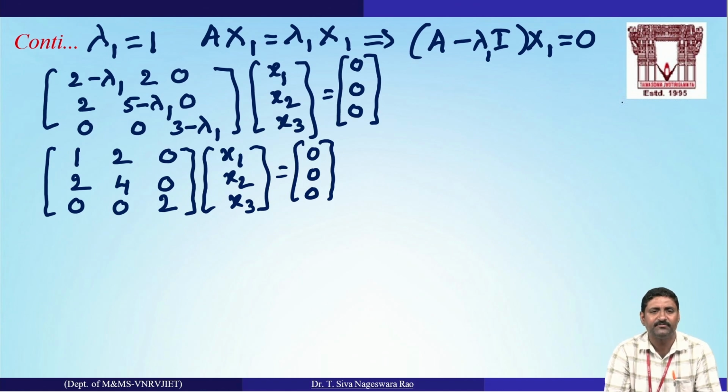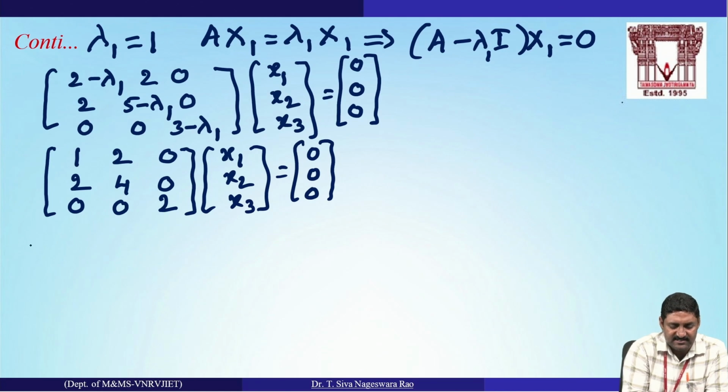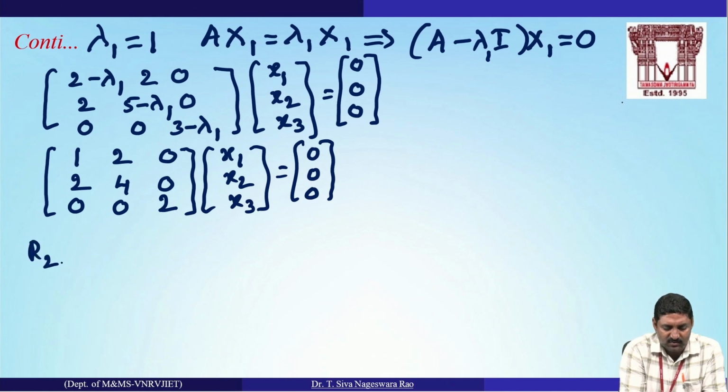So I am going to find the rank of the coefficient matrix 1, 2, 0, 2, 4, 0, 0, 0, 2 for this homogeneous linear system of equations by using row transformations. What is my first row transformation? I want to use first row first column element to make second row first column element as 0. That is R2 goes to R2 minus 2R1.